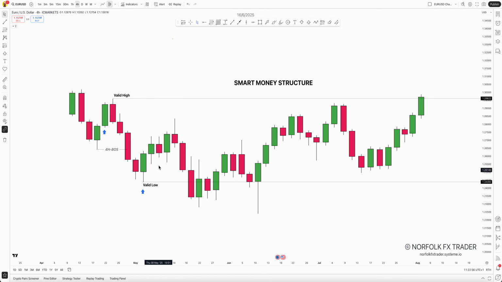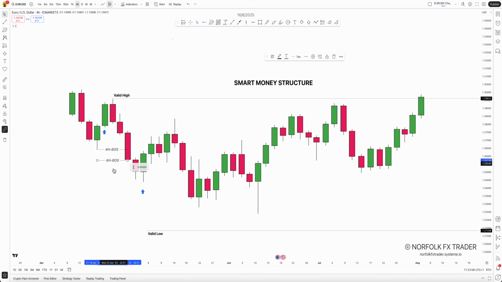So once we have this and we see the pullback, price makes a new lower high here and continues to push down. Once again, we have a new break to downside. So we can now change this to another break of structure. So again, we mark this off. It's a valid break to downside as we see this candle closing down. Now we can do the next step this time for a valid high.